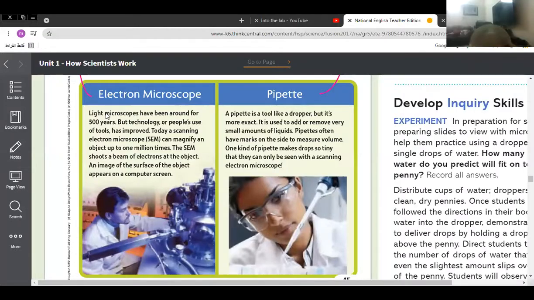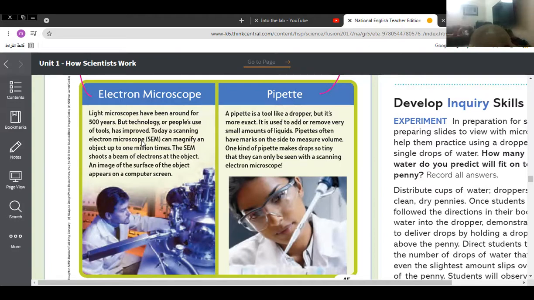Microscopes. Electron microscope. Electron microscope. Light microscopes have been around for 500 years, but technology or people's use of tools has improved.